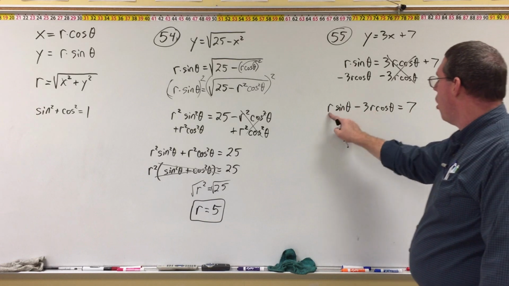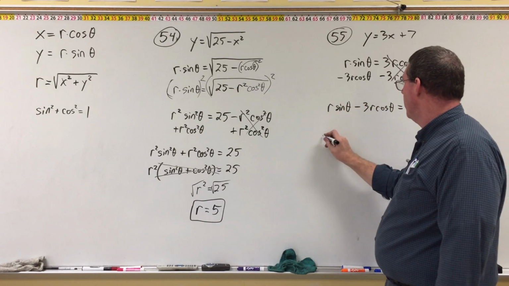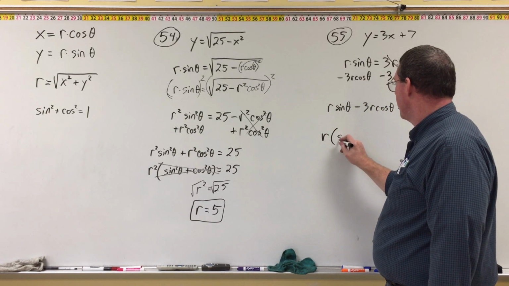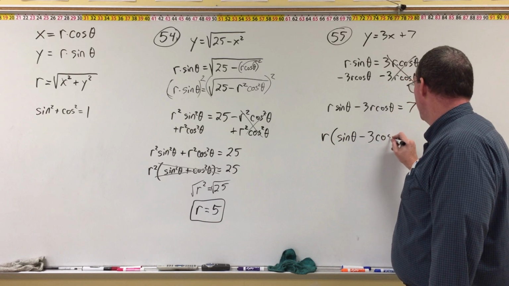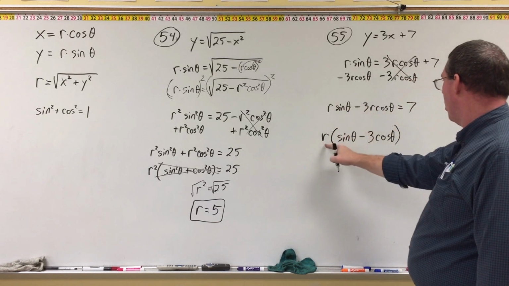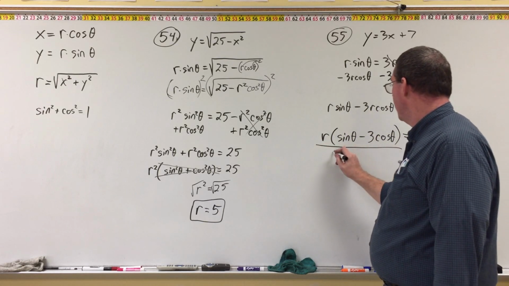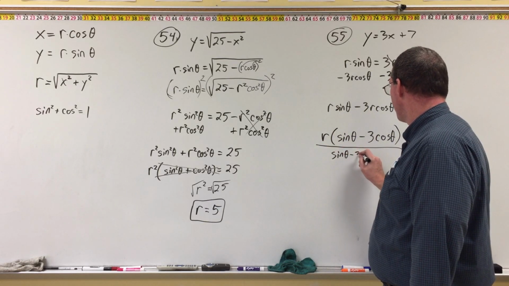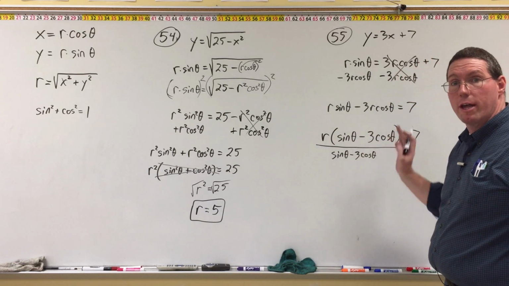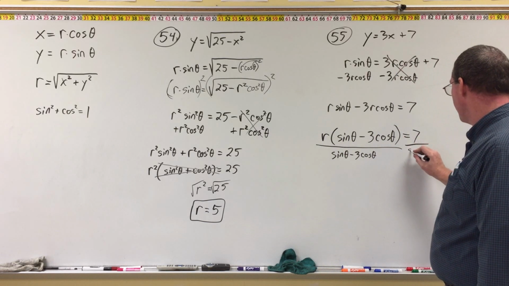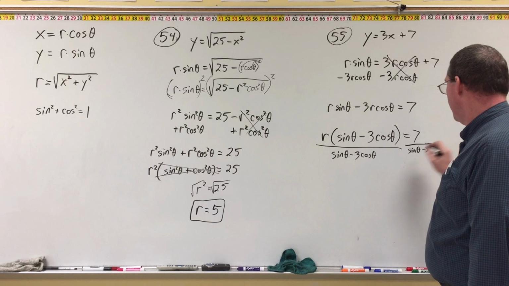Now we're going to factor the r's out. There's one r here, r to the first, and r to the first here. Factor those out. So we're going to have r times sine of theta minus 3 cosine of theta, factored out the r, is equal to 7. One step remaining. Divide by sine of theta minus 3 cosine of theta, and that'll get the r by itself, because that's our goal. We want it to be r equals. Over here, we're going to divide by sine theta minus 3 cosine theta, and here's what we wind up with.